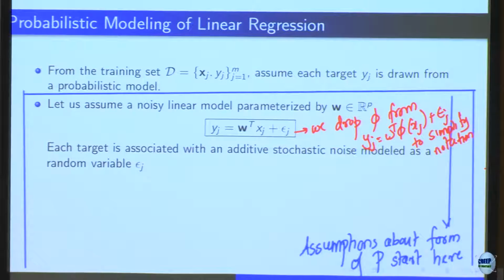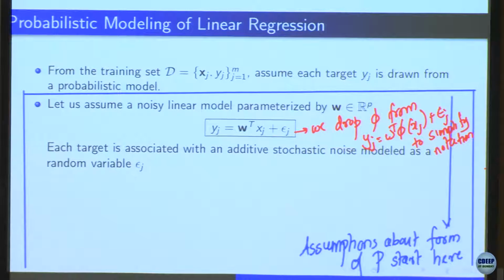So what we assume is that in addition to the transformation W on X, there is some additive noise, stochastic noise, a probabilistic noise. That's modeled as a random variable epsilon J. Now most of our probabilistic modeling will be with respect to epsilon J, and that will have its implication on the form of the distribution associated with Y.